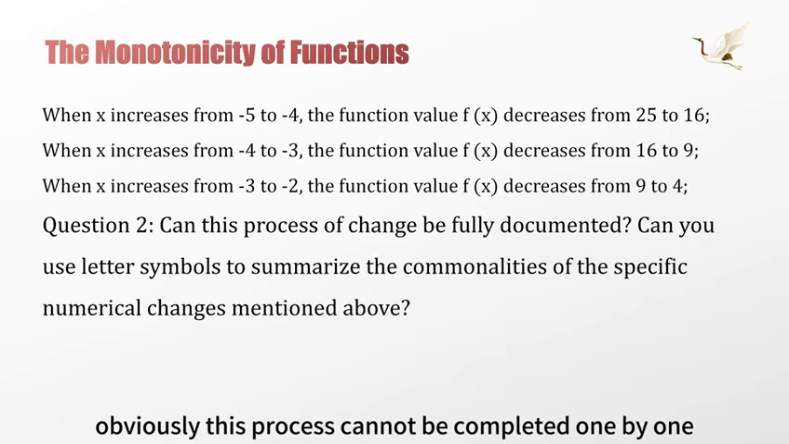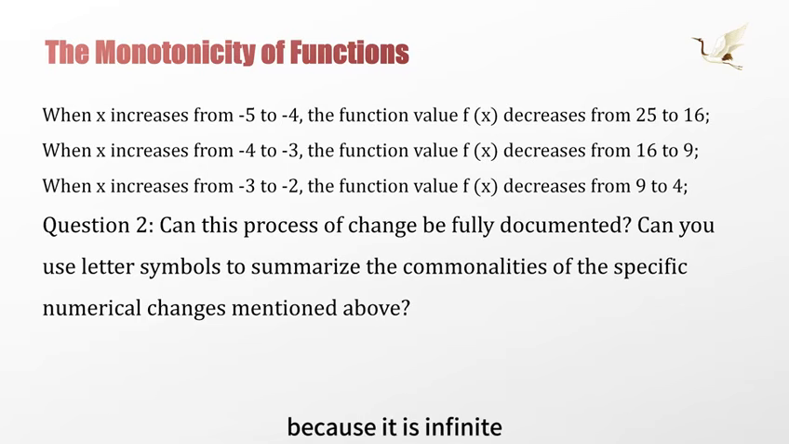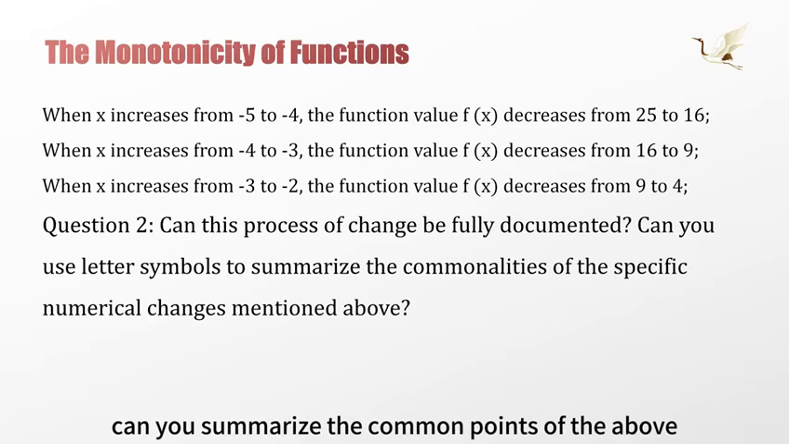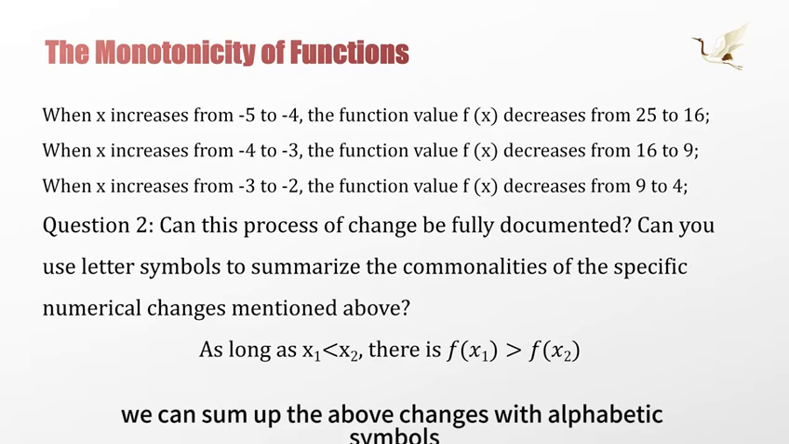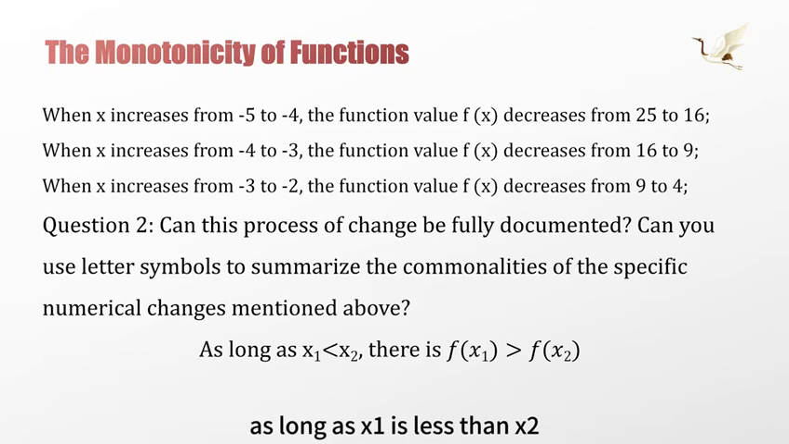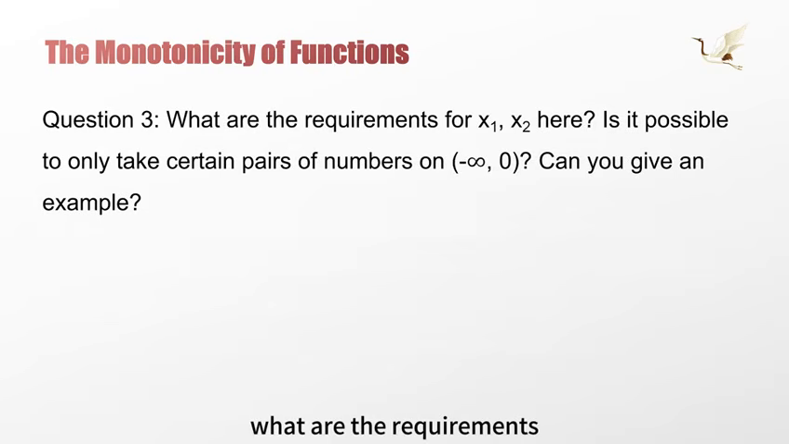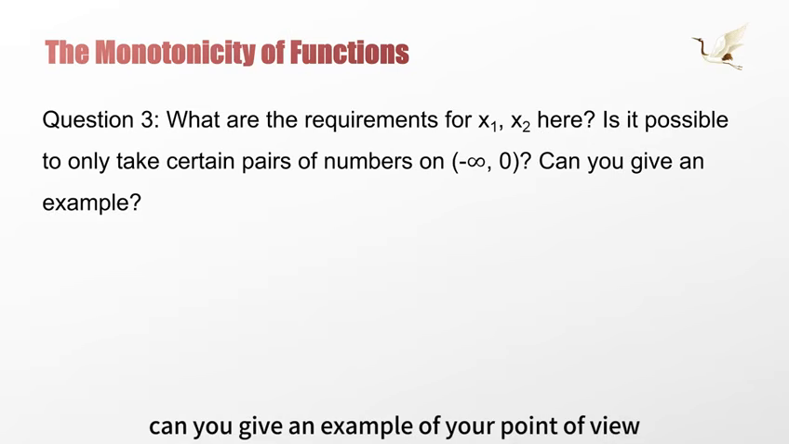Obviously, this process cannot be completed one by one, because it is infinite. Can you summarize the common points of the above specific numerical changes with the help of alphabetic symbols? We can sum up the above changes with alphabetic symbols. As long as x1 is less than x2, f(x1) is greater than f(x2). What are the requirements for the two independent variables x1 and x2? Only certain numbers from negative infinity to 0 can be used for x1 and x2. Can you give an example of your point of view?